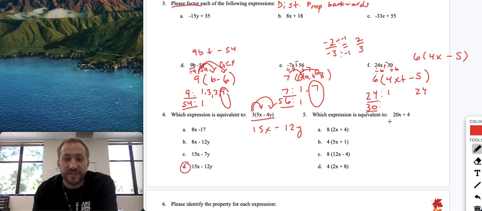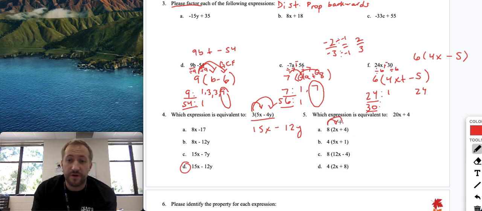Which expression is equivalent to 20x plus 4? Now, two different ways you could do this. You could factor this expression and find the GCF, the greatest common factor, and try and set up one of these just like we did on the previous problem. Or you could just go over here and actually use the distributive property on all these answer choices. And I always like that a little better. So let me go do that.